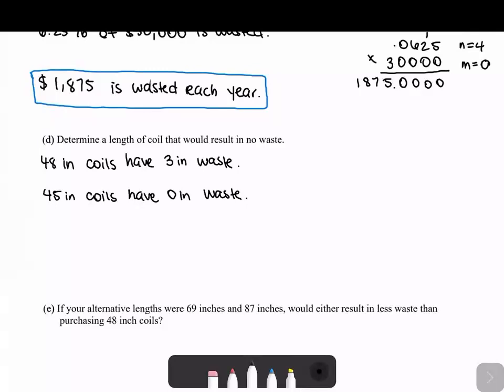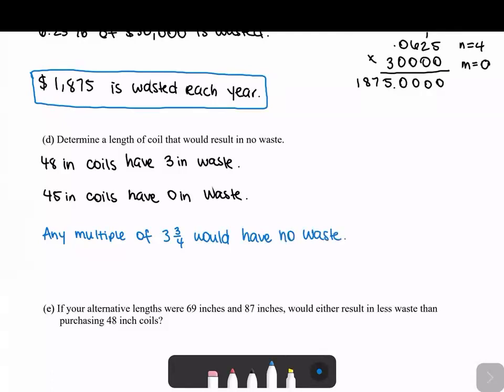And why is that? Well, it's because if we took a 45-inch coil and divided it into 3 3/4 inch segments, that would just give us 12 equal segments. And that's because 45 inches is just a multiple of 3 3/4. So truly, any multiple of 3 3/4 would have no waste.